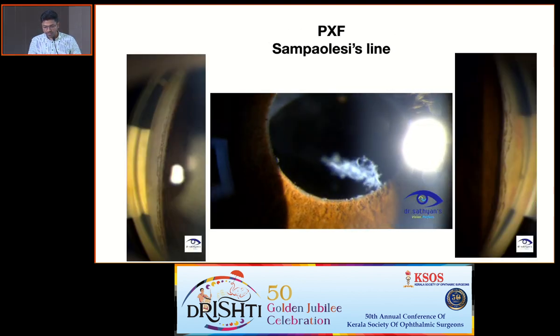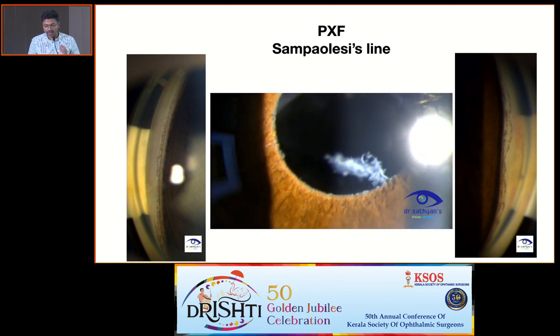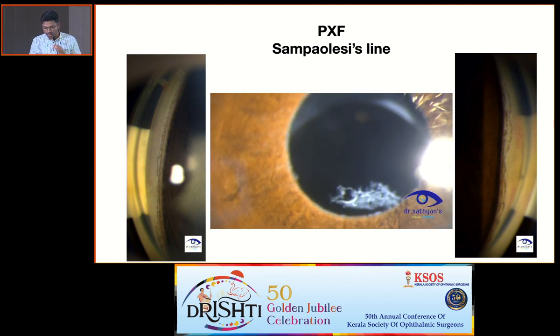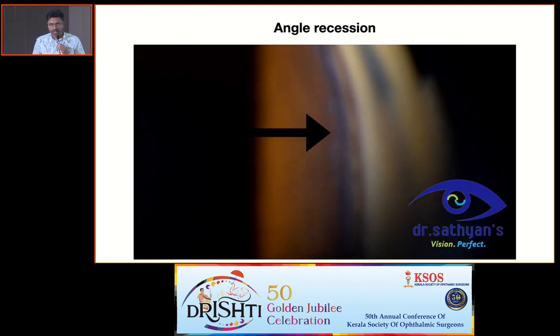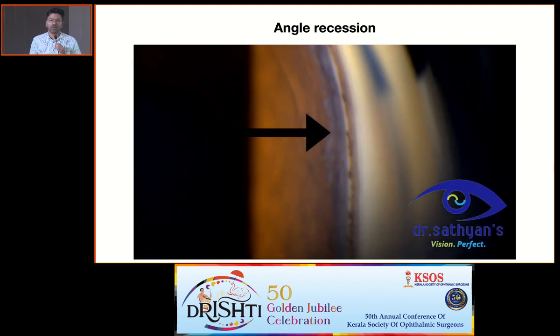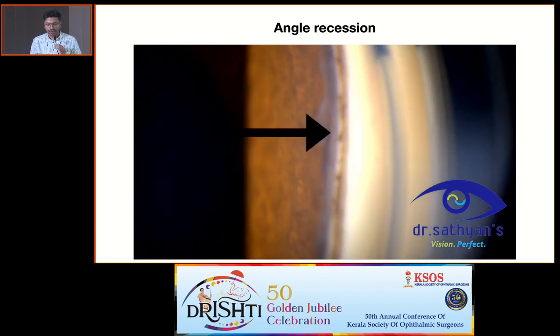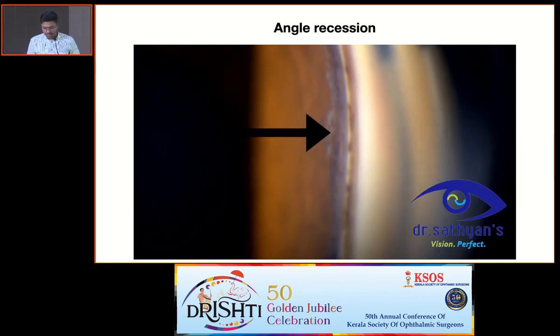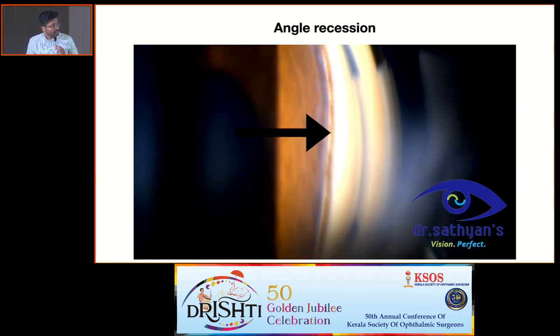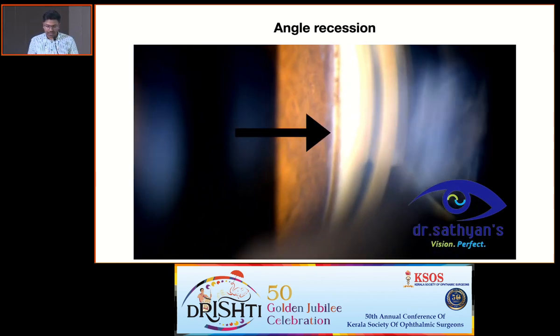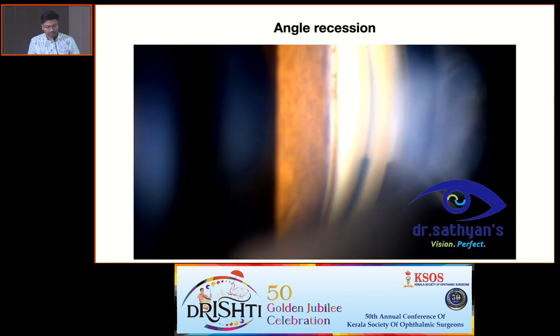So this is a pseudoexfoliation patient, and we will be seeing a Sampaolesi line in this video. Whenever there is trauma, we should always be careful to look for angle recession, otherwise the patient will land up in serious issues. So for that, gonioscopy plays a very vital part. And here we can see the broad ciliary band, and there is a gap which demonstrates the angle recession in this video.